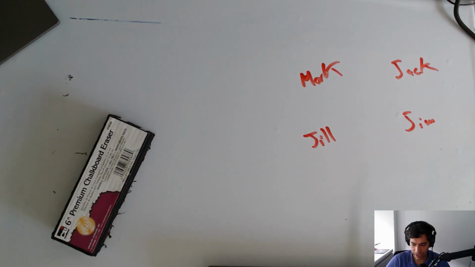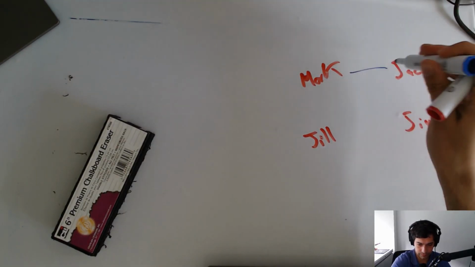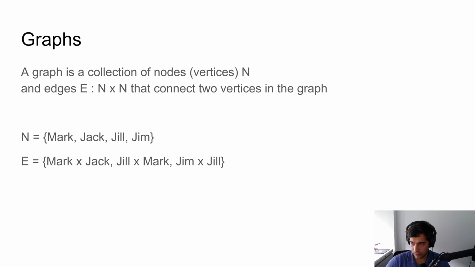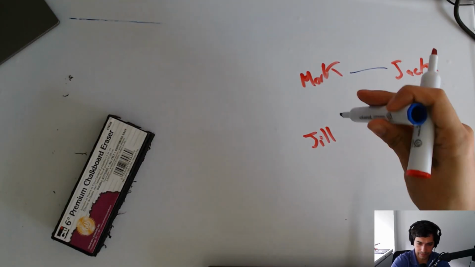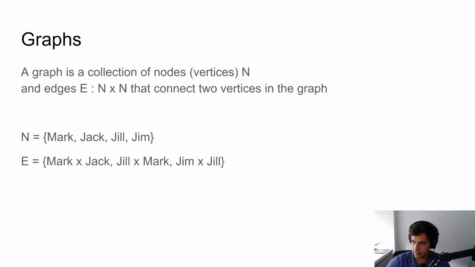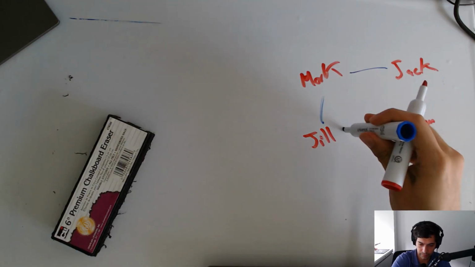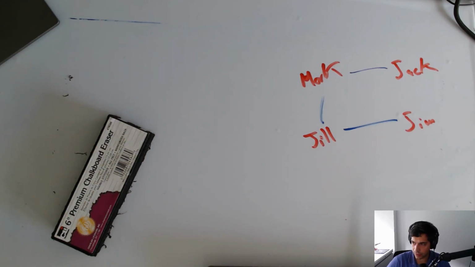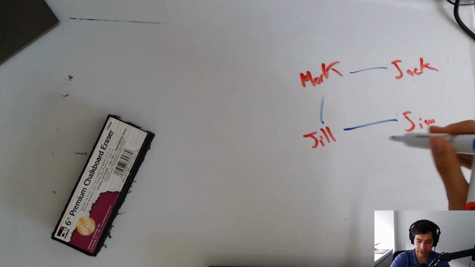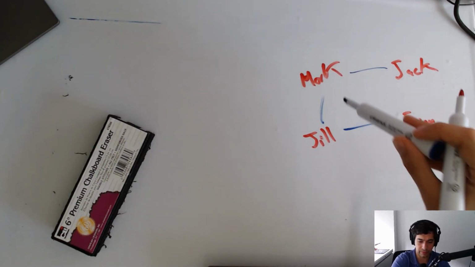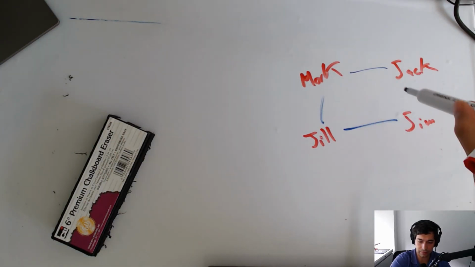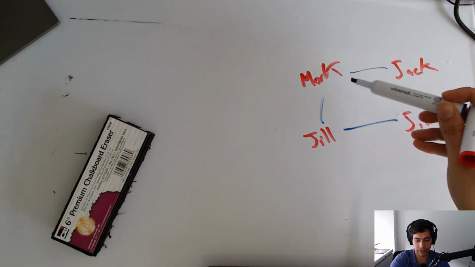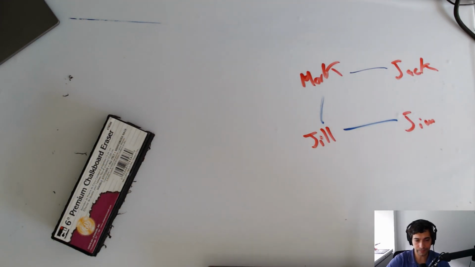Mark goes to Jack. Jill goes to Mark. And Jim and Jill are connected. So this is our graph. The red is our nodes, and the blues are our edges. Maybe these are friendships. And so Mark is connected to Jill and Jack, but not directly to Jim. So Mark is connected to Jim through Jill. This is the basic idea of a graph.